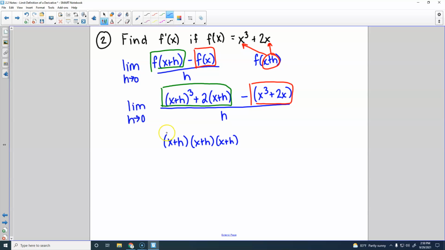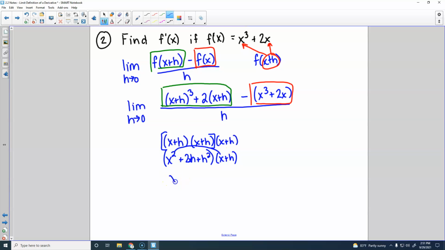So you would like to multiply these two together. So yes, you're going to multiply this together, which is going to give you x squared plus 2xh plus h squared. We can just double square that. But then we have to multiply these two together. Yeah, so we got to distribute here.